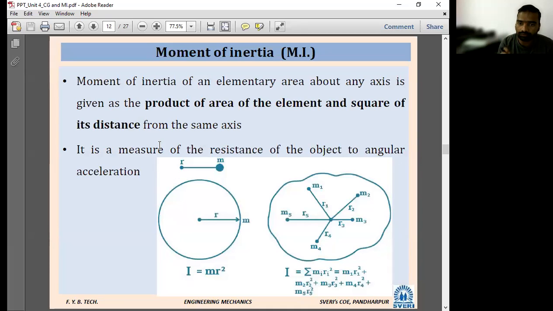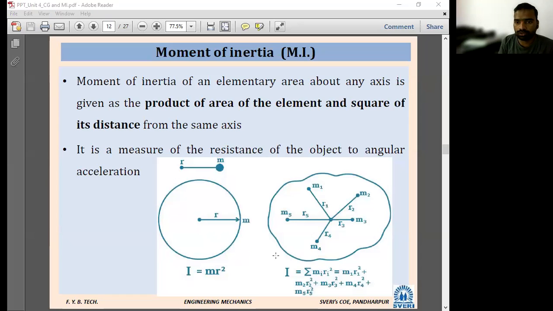In the moment of inertia, you should find out the centroid first. Once you find out the centroid, only then can you calculate the moment of inertia. So the moment of inertia is nothing but the second moment of force. I will just read and explain. Just concentrate. Write it down.